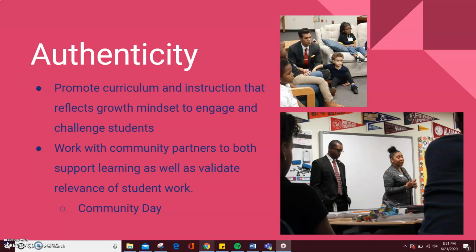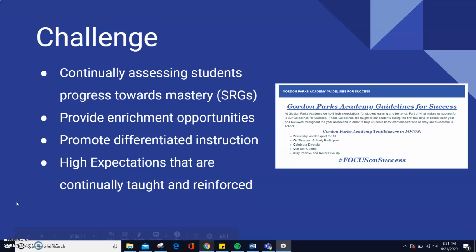Finally, challenge, continually assessing students' progress towards mastery with our SRGs, providing enrichment opportunities so students are continually being challenged, not just working to complete an assignment, promoting differentiated instruction to make sure that we're reaching all students at their level and trying to keep them moving forward, and always setting high expectations that are continually taught and reinforced to encourage strong practices, not just by the teachers, but also by the students.